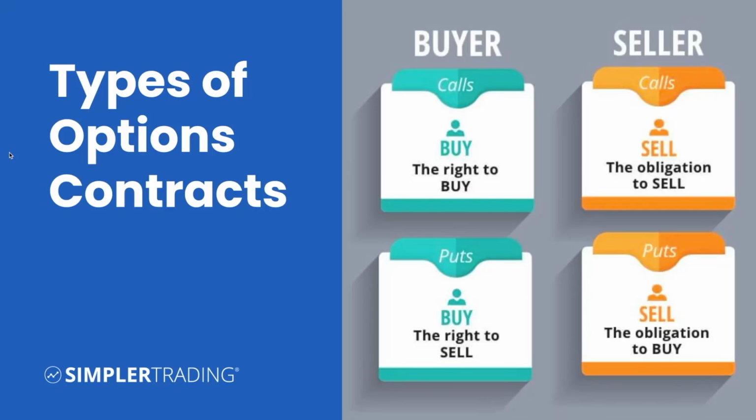Types of options contracts. The buyer of a call has the right to buy the stock at a specific price, known as the strike price. The seller has the obligation to sell the stock when they have sold calls at the agreed upon strike price. The buyer, in terms of puts, has the right to sell the stock at the agreed upon strike price, and the seller of puts has the obligation to buy the stock at the agreed upon strike price.